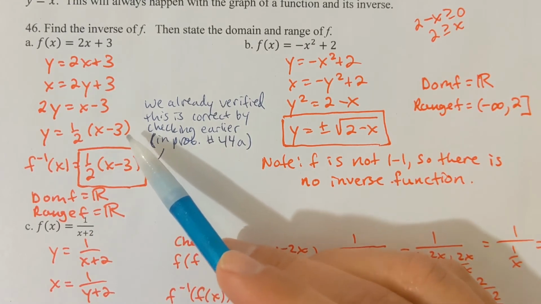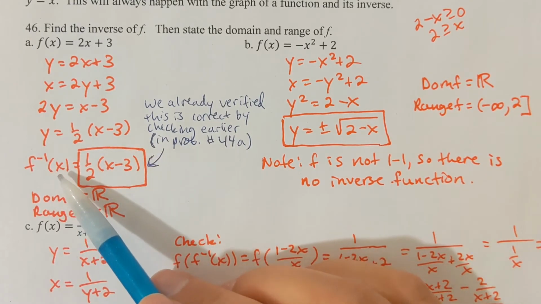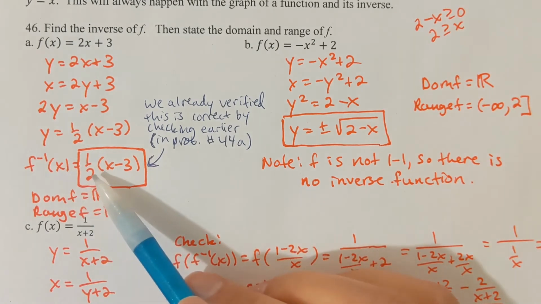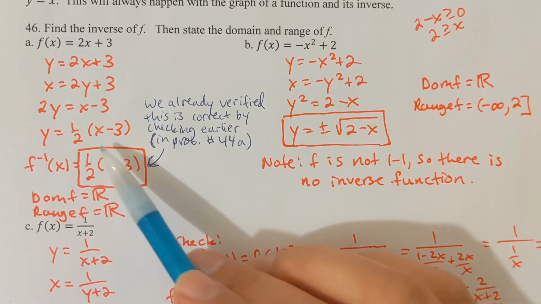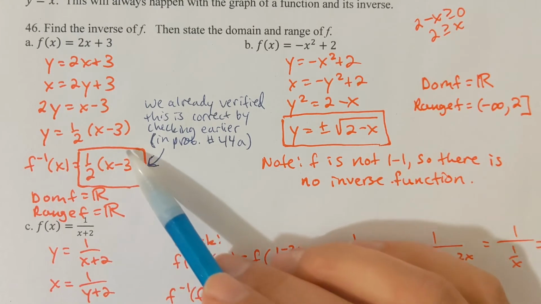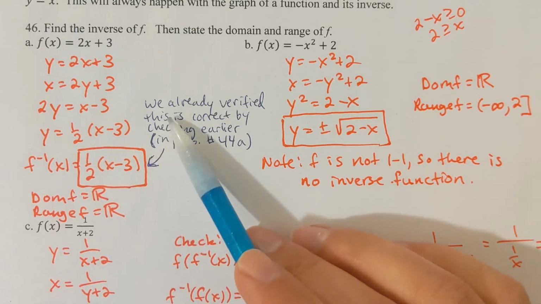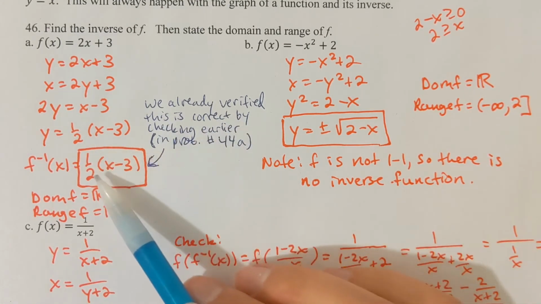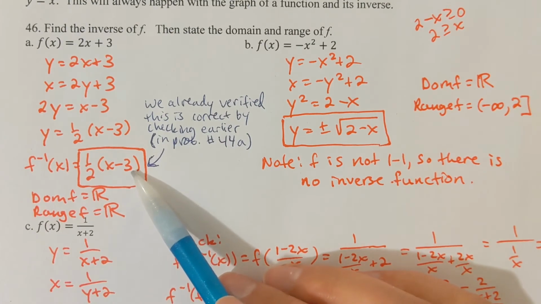I could use the inverse function notation, and I could say f inverse of x equals 1/2 the quantity x minus 3. That'd be my answer. Okay, now I can go ahead and circle that. We have already verified that this is the correct answer from problem 44a.